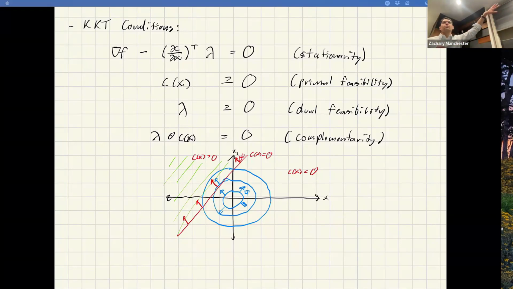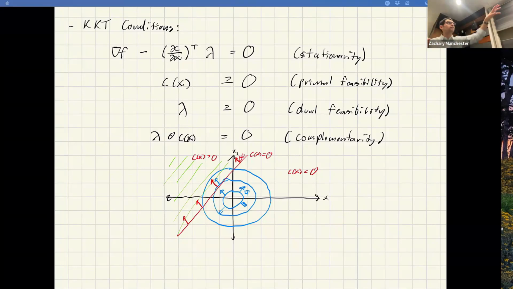Inactive means you're in the interior of the feasible set, and the constraint doesn't show up at all, lambda is 0, it just drops out. Active means the solution lies on the boundary of the constraint set, and then lambda turns on, and it basically looks like an equality constraint problem. So you can think of this complementarity thing as a switching function that switches the constraint on or off, depending on if you're on the boundary or in the interior.